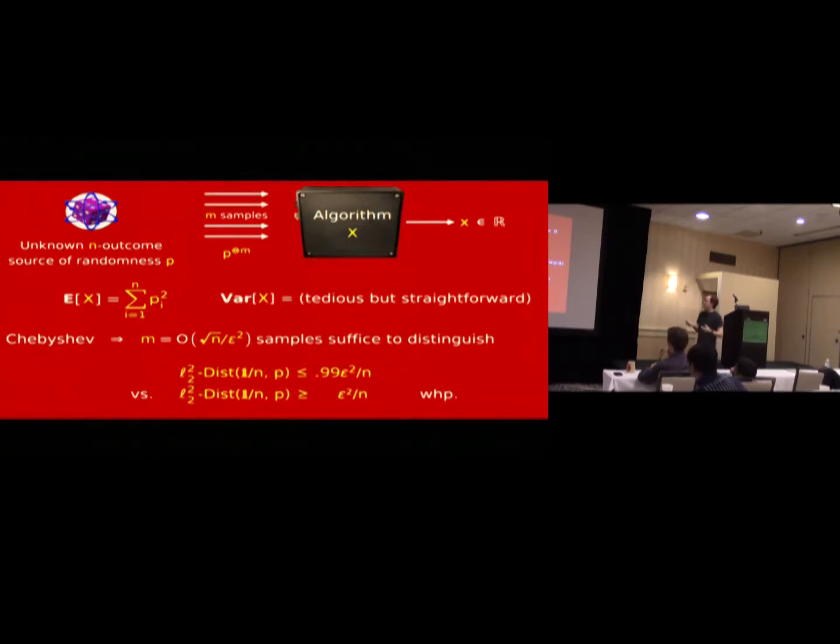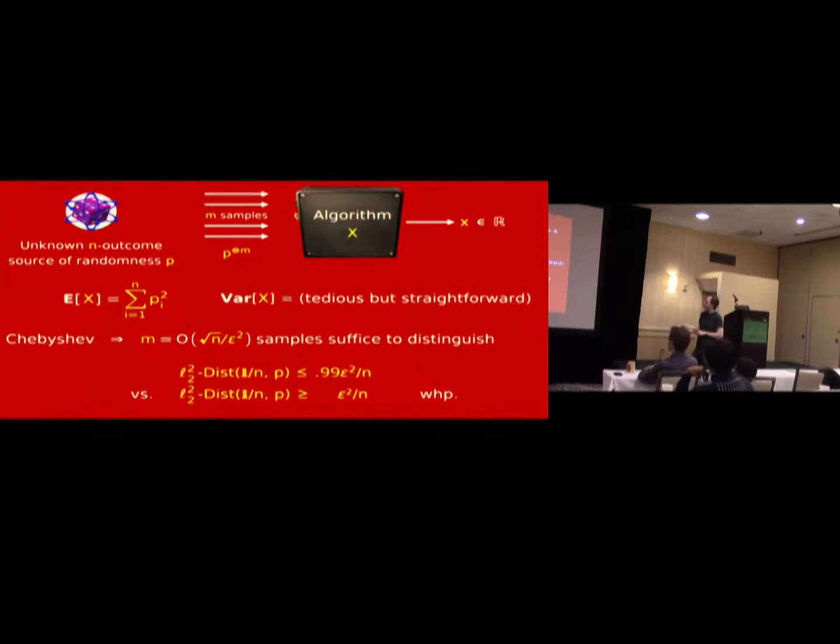So we've seen several times today that with something like square root n samples, you can actually distinguish whether the L2 squared distance that you're trying to estimate between P and the uniform distribution is greater than or equal to this quantity or very slightly less than that quantity. So you can really estimate it very accurately.